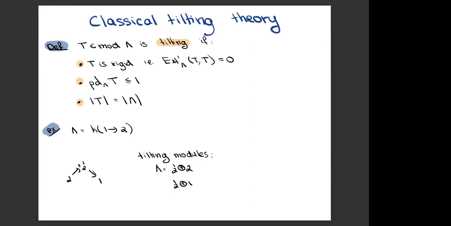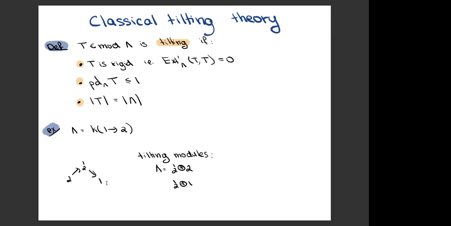And so, for example, 2 plus 1, 2. That's really the direct sum of the projectives. That's a tilting module. They don't have any extensions. And for any algebra, the projectives always form a tilting module. And here, the other one is the injectives. It turns out to be the injectives, 1, 2 plus 1. Again, that doesn't have extensions.